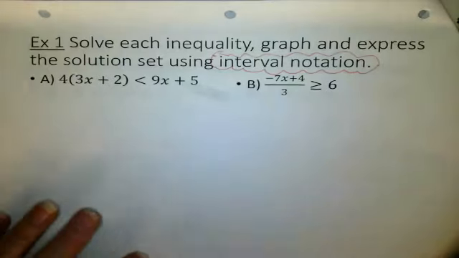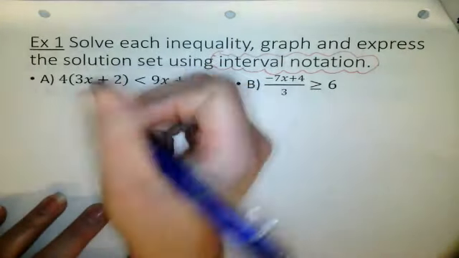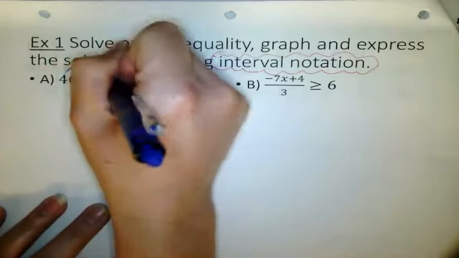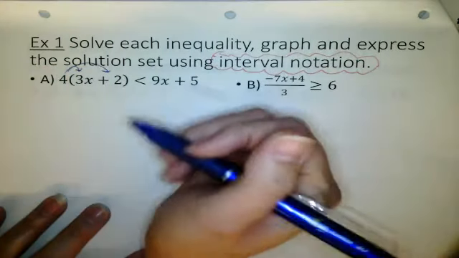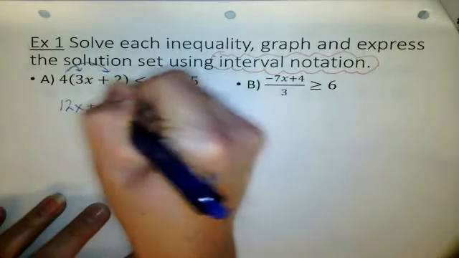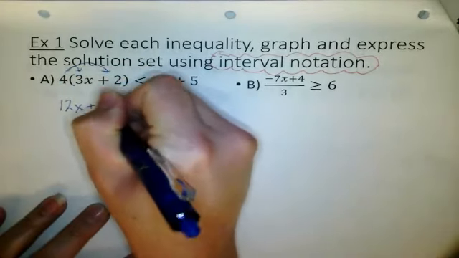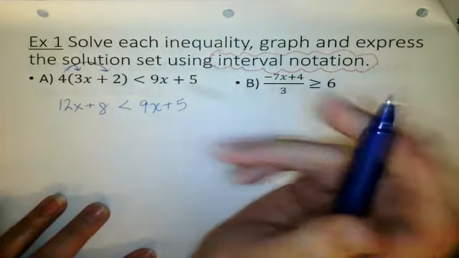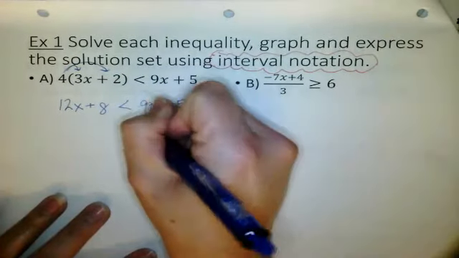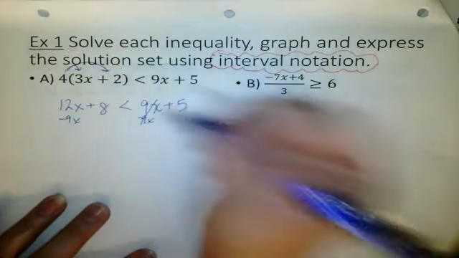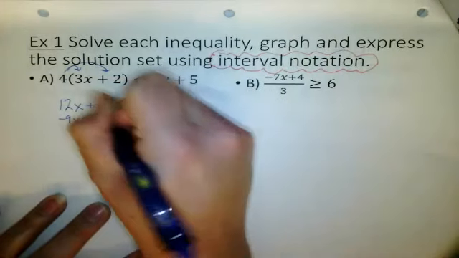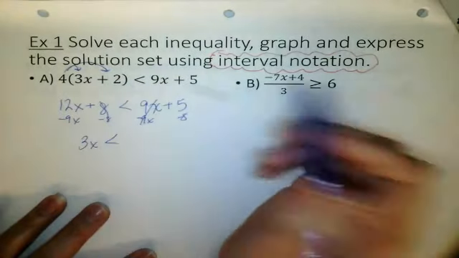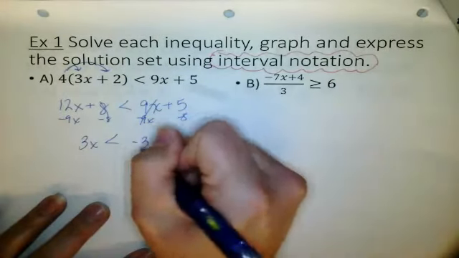Okay, here we go. So distribute. Thank you. When I distribute, what do you get? 12x plus 8 is less than 9x plus 5. Okay, then what do you want to do? Subtract the 8, subtract the 9. All right, so subtract the 9x, and I also heard subtract the 8. Good. So 12x minus 9x is 3x is less than negative 3. Whoa.